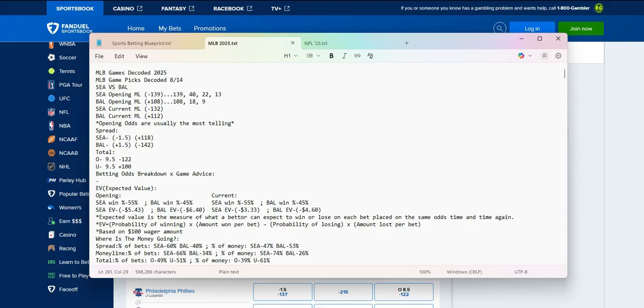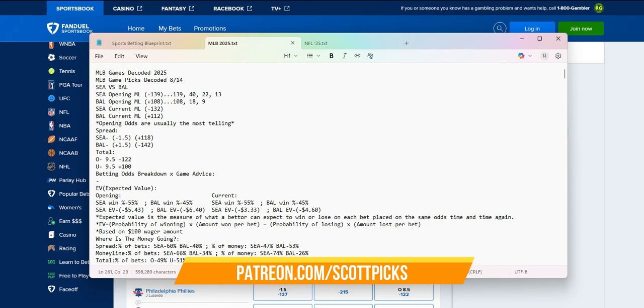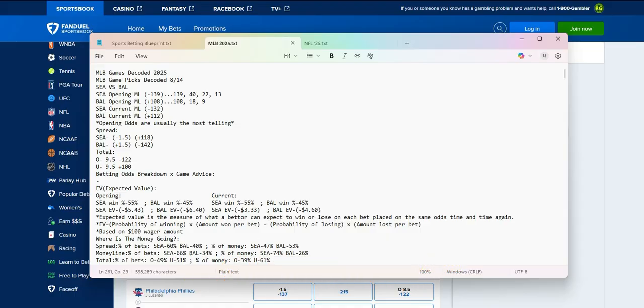Now, as you can see, the first game is Seattle versus Baltimore. Opening odds are the most telling. Seattle opened at minus 139. Baltimore opened at plus 108. Seattle currently is at minus 132, and Baltimore is at plus 112.